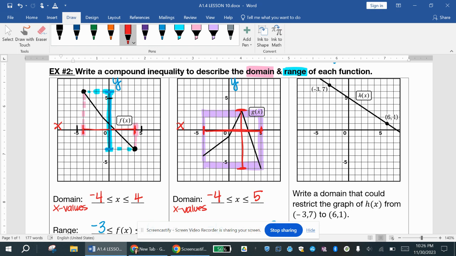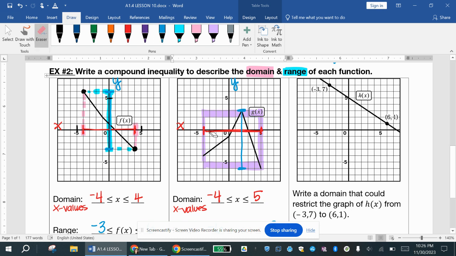Okay? Do you guys see that? So there's multiple ways to do this. Again, here I am being OCD with my colors. That's another choice option for you. All right, let's take a look at the last example.